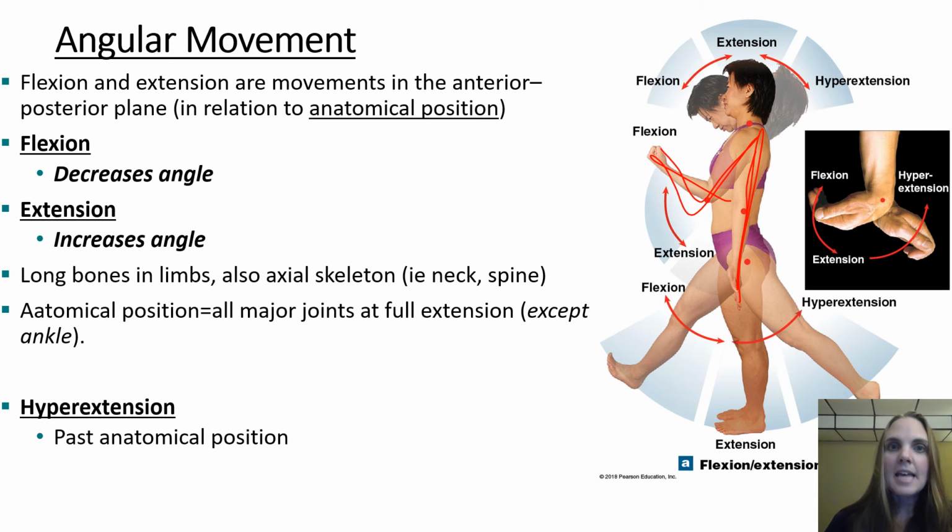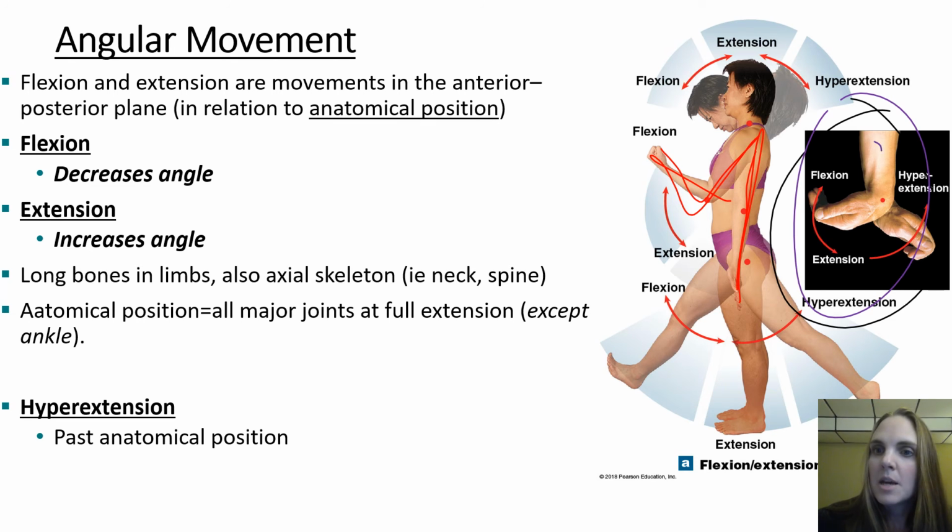Hyperextension is when you extend or increase that angle past normal anatomical position. So for example, if I'm sitting here, my neck right now is at an anatomical position at full extension. If I bend my head backwards, then that is hyperextension. I'm going past that normal anatomical position. You can also see this example in this image here on the right-hand side. So normal anatomical position would be this hand going straight down, flexion, hyperextension.